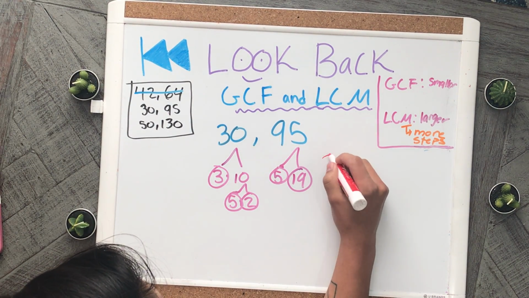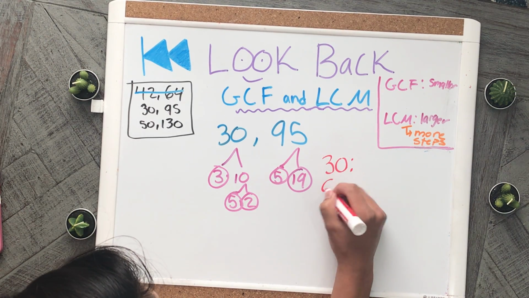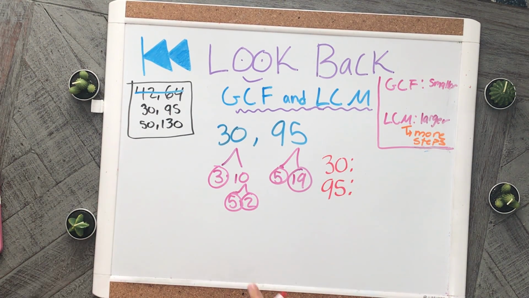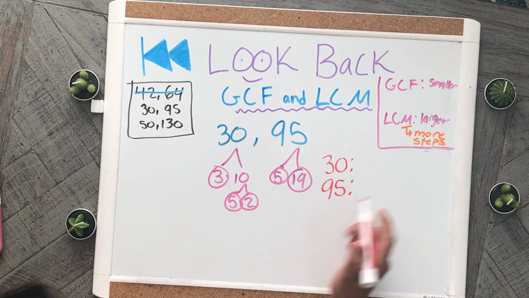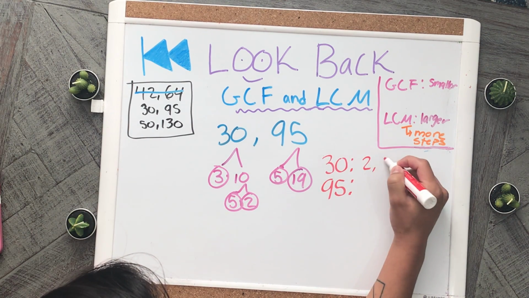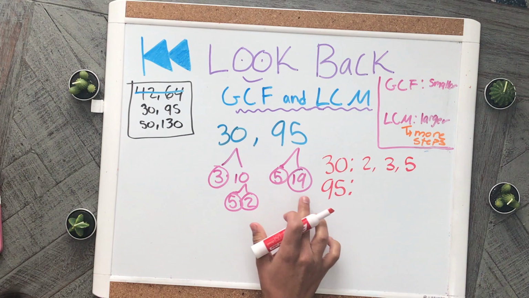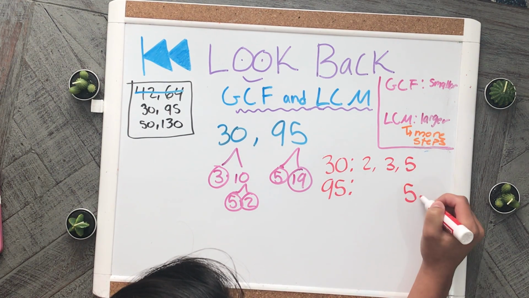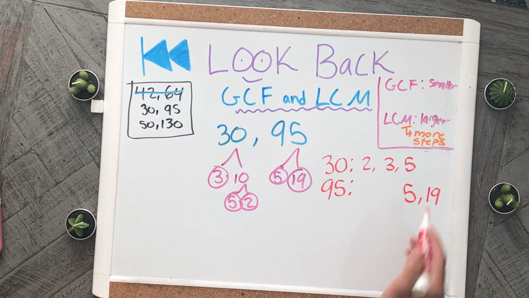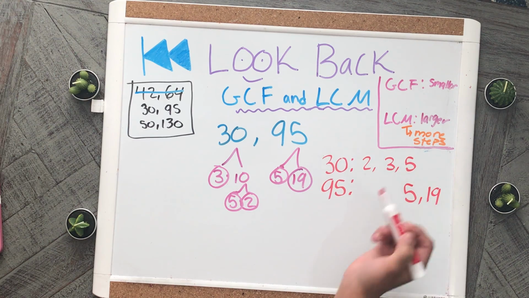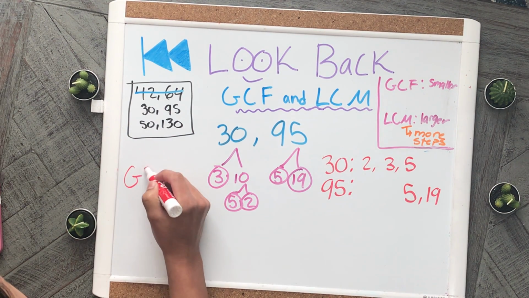So for 30, 95. For 30, we had 2, 3, and 5 in order. So 2, 3, and 5. And for 95 here, we had 5 and 19. Let's line up that 5 and push this 19 out here because we know we don't have anything in common with it. Okay, so we're looking for the greatest common factor again, right?